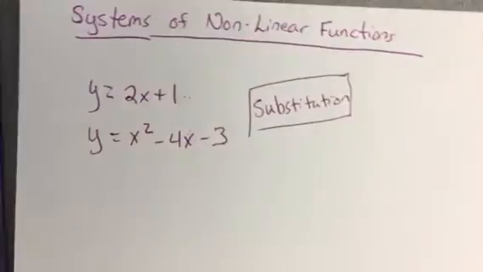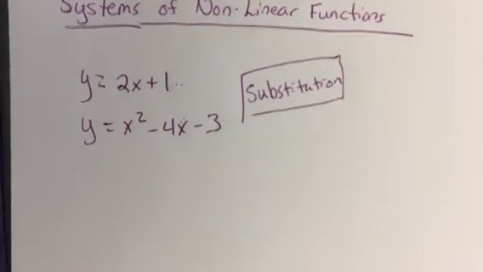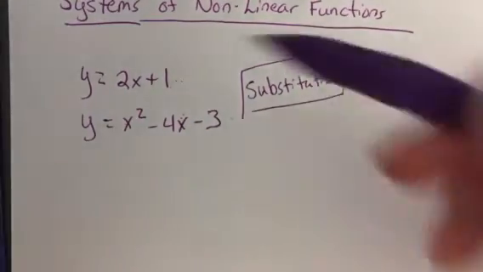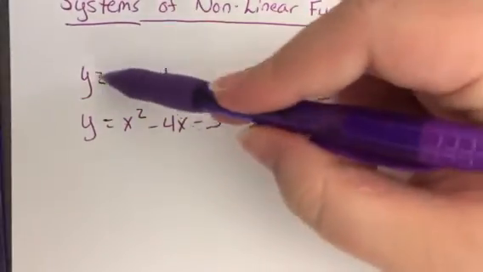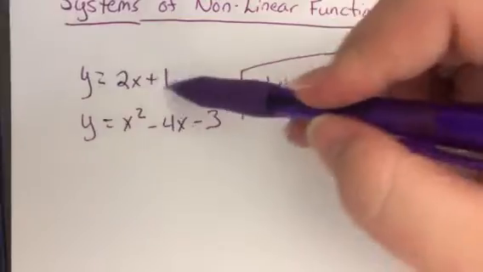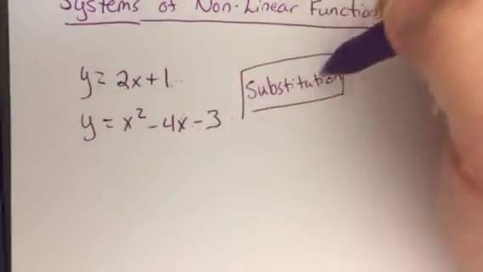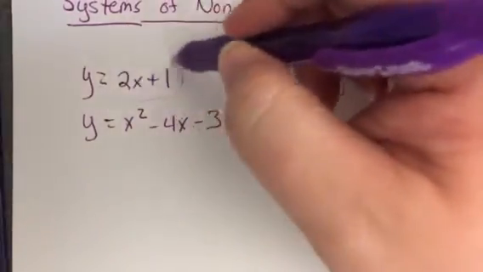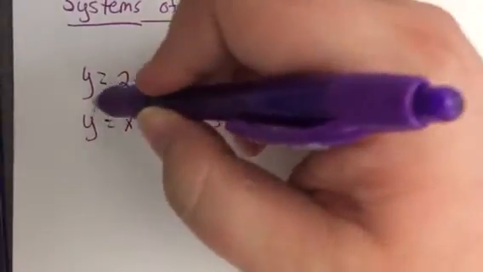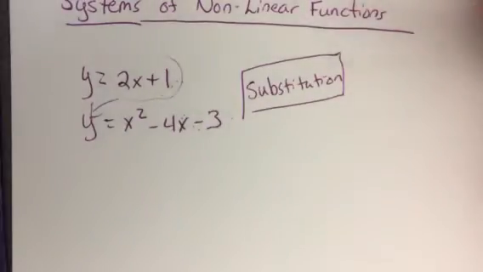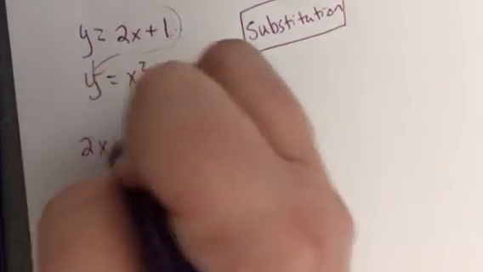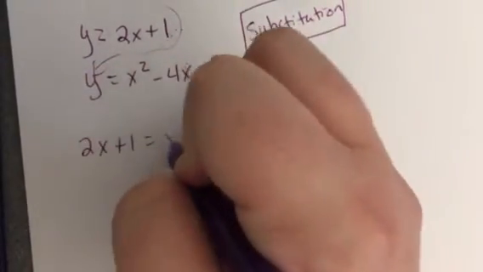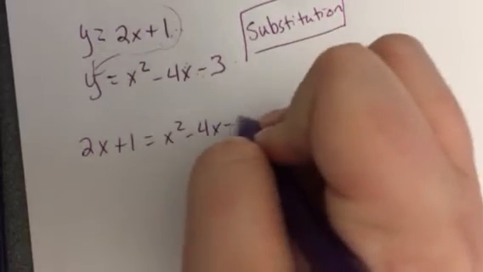Okay, all right, so let's find those intersection points. First, I'm going to start by setting both equations equal to each other. Because they both equal y, that tells me that I can substitute, remember we're using substitution, I can substitute in this equation for the y in the other equation. All right, so that's where I'm going to start. So it's going to look like this: 2x plus 1 equals x squared minus 4x minus 3.